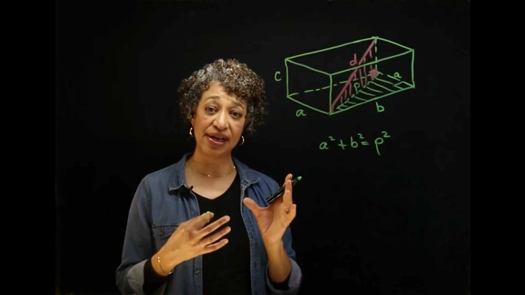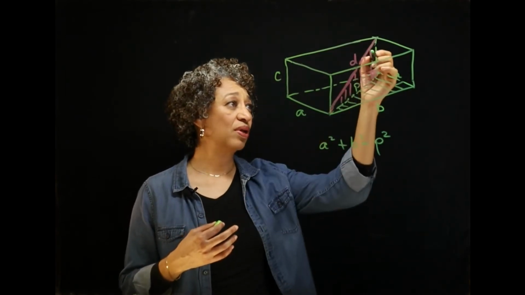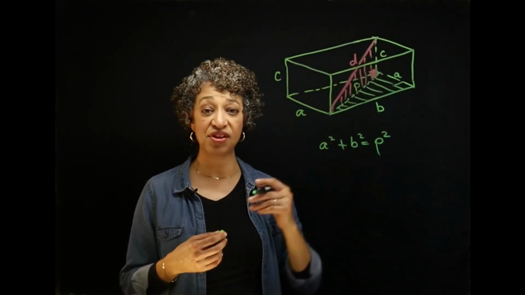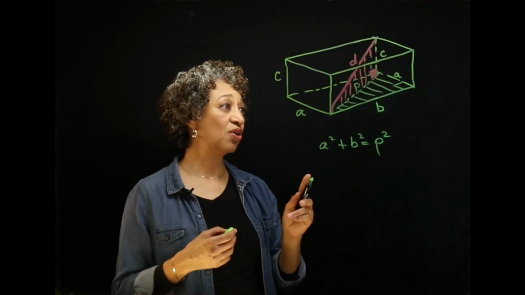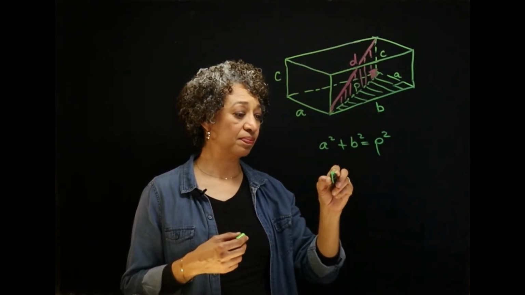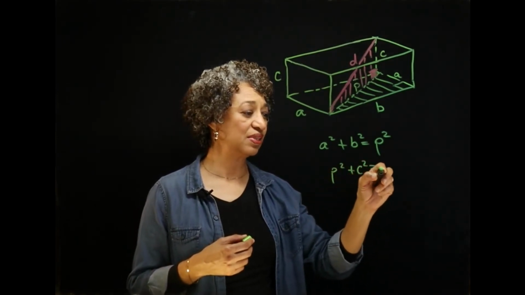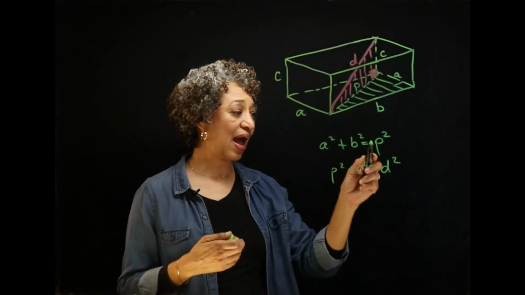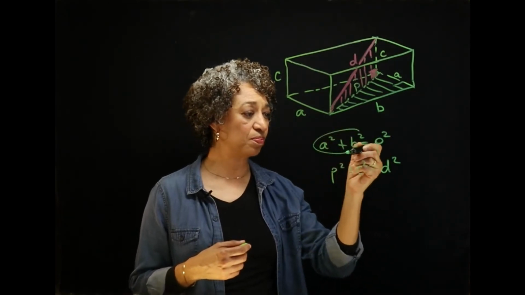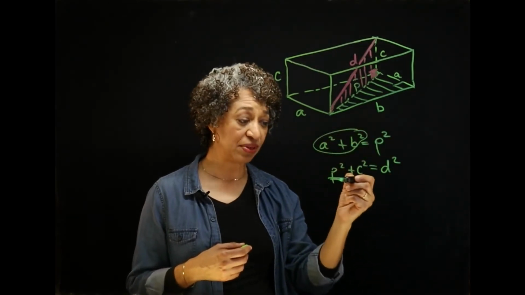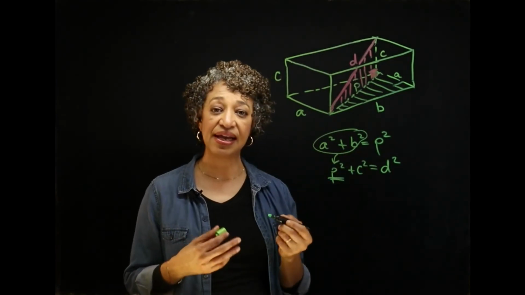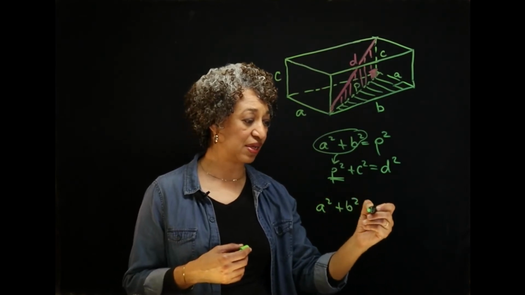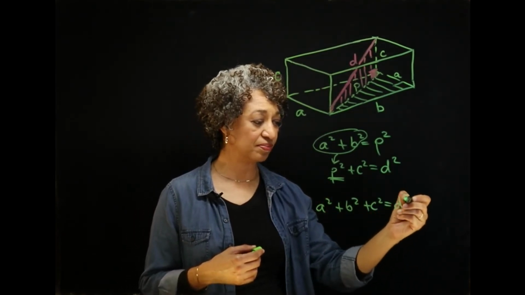Now, if I look at the pink triangle that is standing in the box, its legs are P, C, and the hypotenuse is the length of the stick, D. So I have P squared plus C squared is equal to D squared. Now, I'm going to make a substitution. I know that P squared is A squared plus B squared. So in place of P squared, I'm going to insert A squared plus B squared, and I get A squared plus B squared plus C squared is equal to D squared.